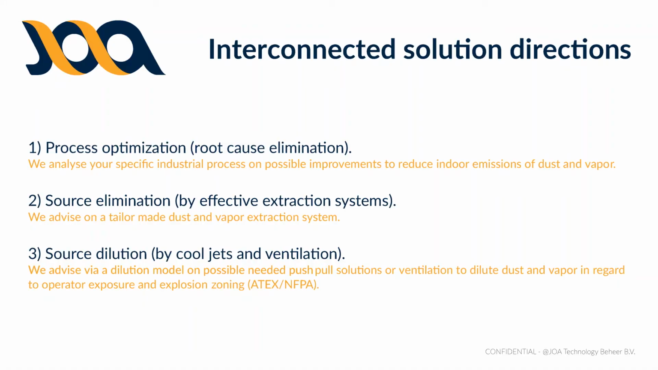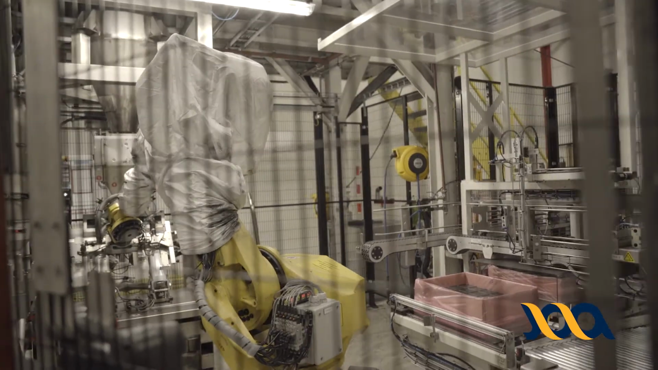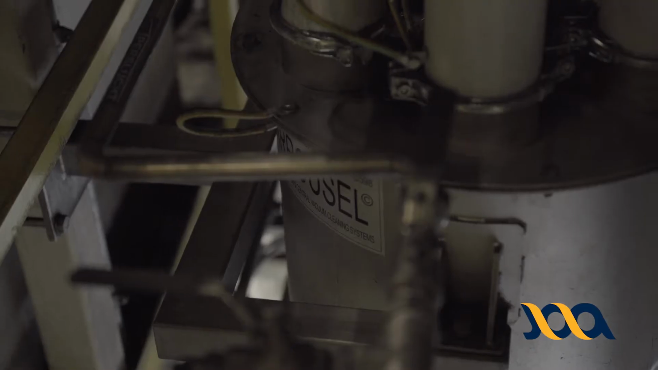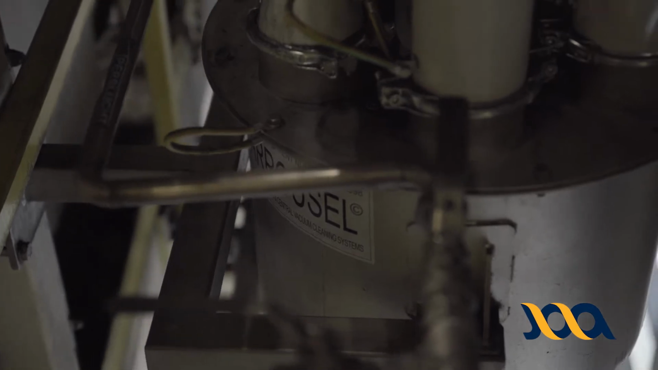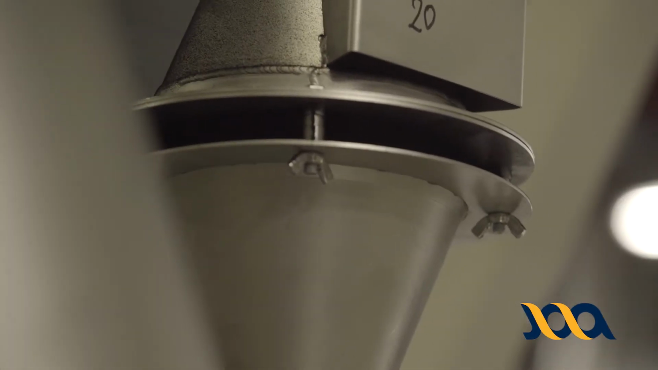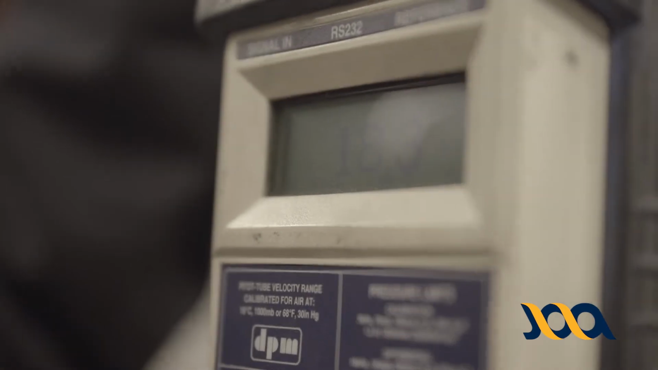So the first solution direction we aim for is process optimization. We will come on site, we will analyze your specific production process, and we will explore possible improvements to reduce indoor emissions of dust, aerosols, and vapor. The second step we do is we eliminate the source by effective extraction systems. We advise on tailor-made solutions, again, in order to address the dust, aerosols, and vapors.